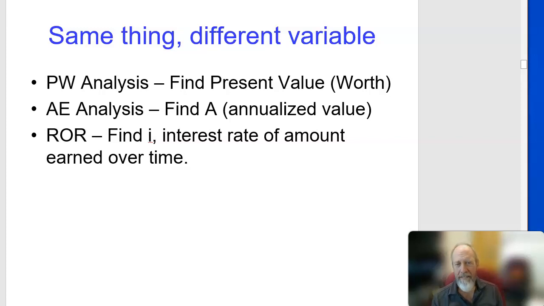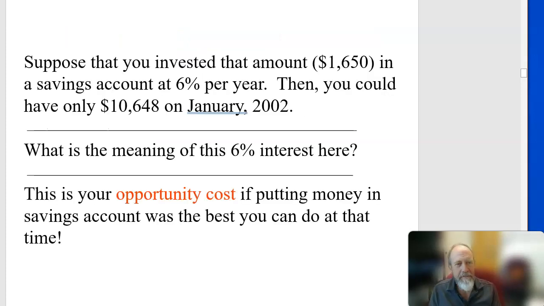Present worth analysis, find those present worths. AE analysis, find A, that annualized piece. Okay, rate of return, you're expressing the entire thing as an interest rate, as an I, as a rate of return. It's not actually an interest rate, but in reality it actually is an interest rate.